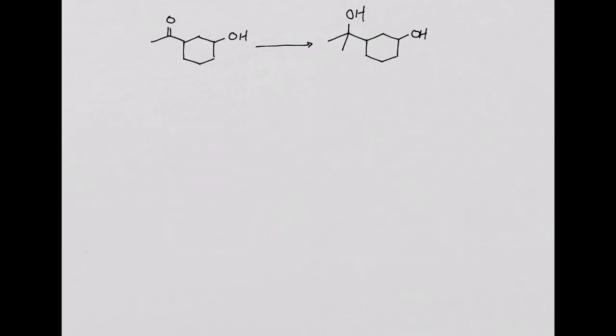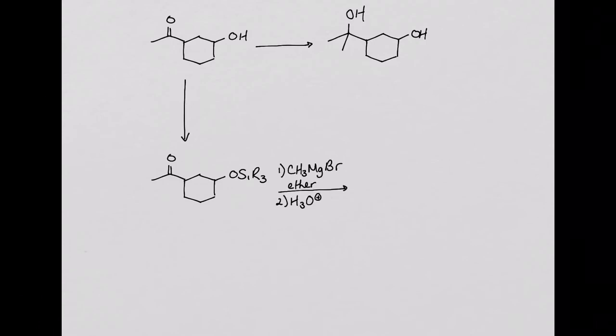In the first step of our synthesis, we will add the protecting group to the alcohol. Once the alcohol has been protected, we can now carry out our Grignard reaction. In the final step of the synthesis, we will remove the protecting group to obtain the molecule.